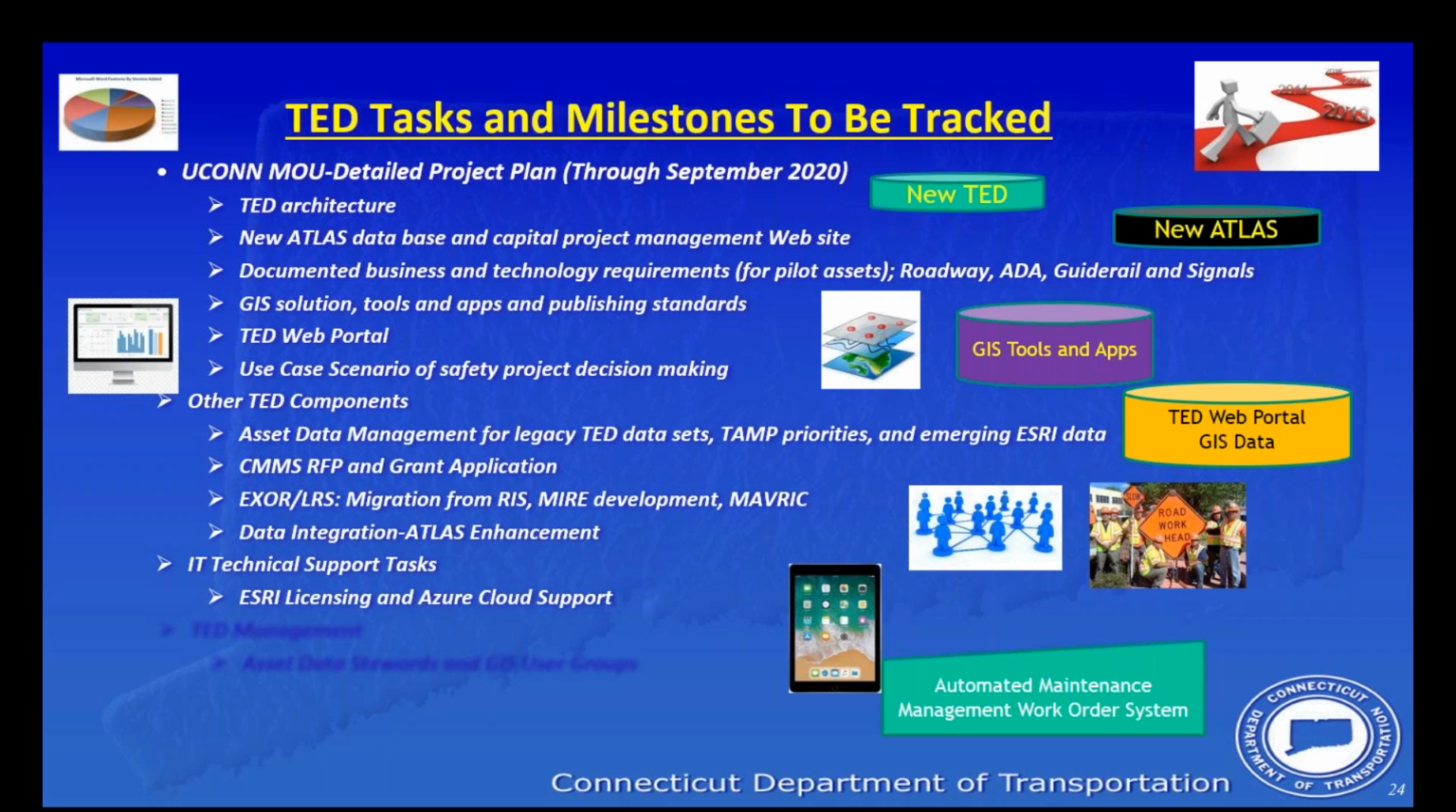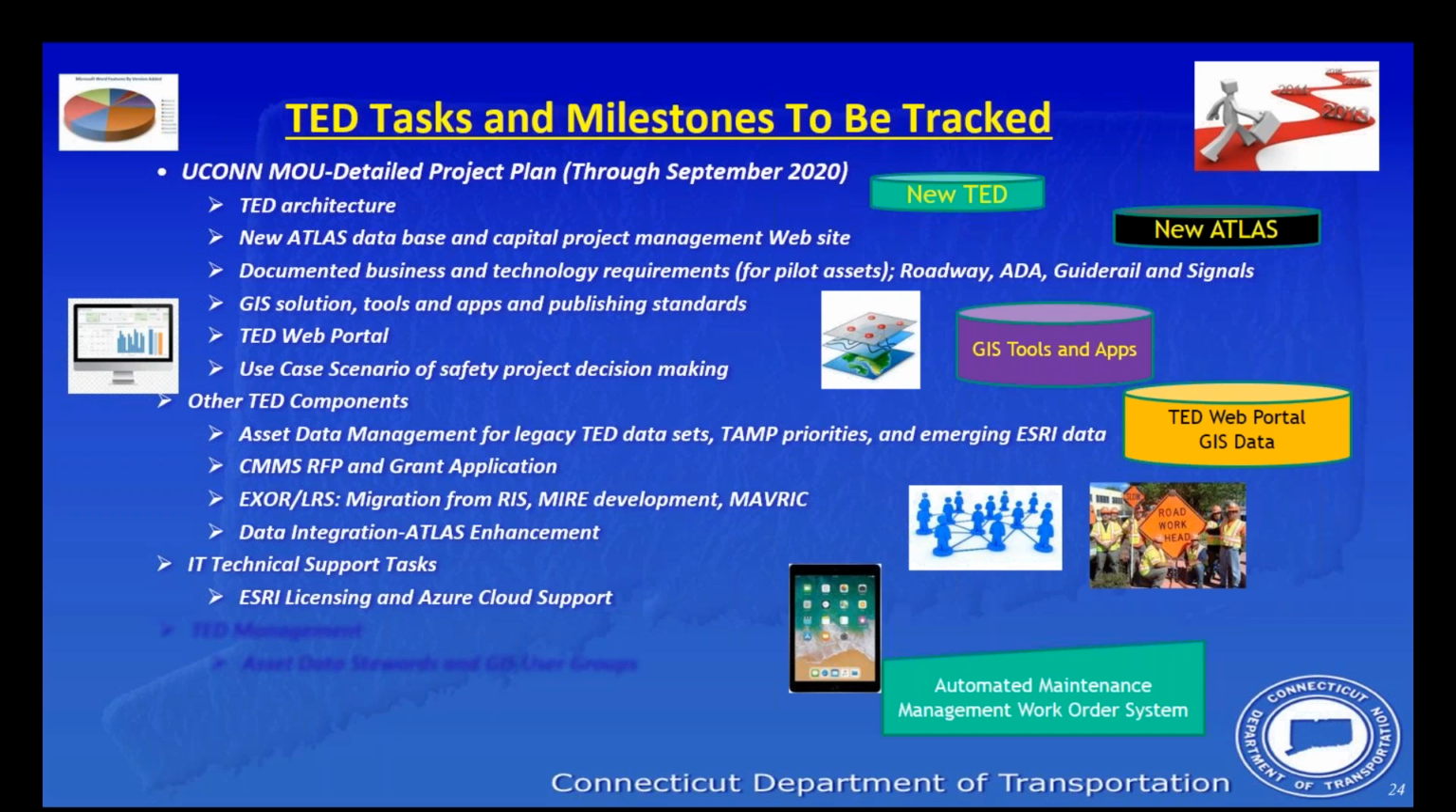They're going to document business and technology requirements for 3 targeted assets here, actually ADA, sidewalks, guide rail, and signals, and help us to develop some GIS solutions around those, stand these up on a new TED web portal, and document how we can establish a safety project using some of this new information.